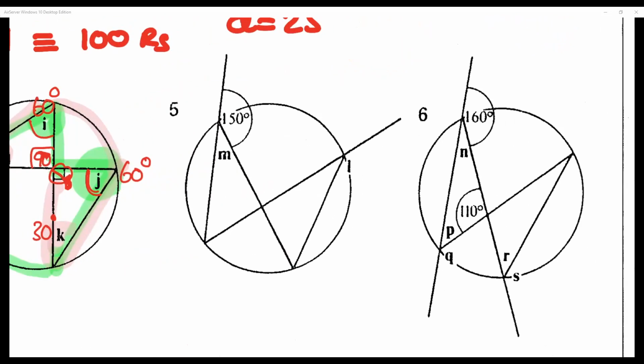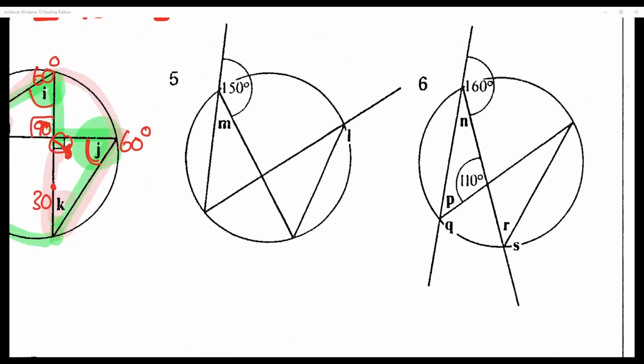Okay, question number 5. Let's have Aliza at home. Aliza, who ate all the pizza? Aliza, join me. So we have here a straight line, and we have angles at a point on a straight line. What do these two angles add up to? 180. So what's M going to be? 30 degrees. Fantastic. Lovely. That's 30.